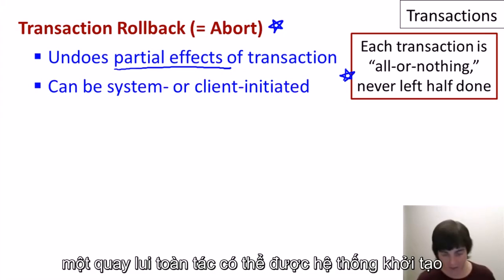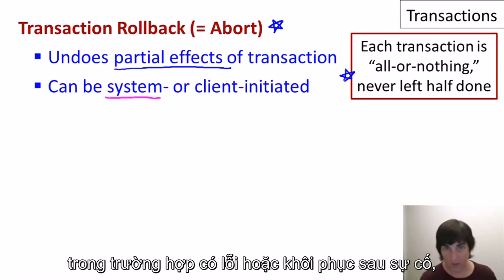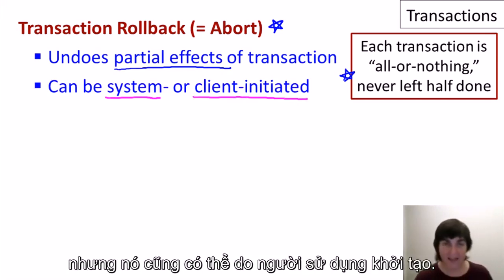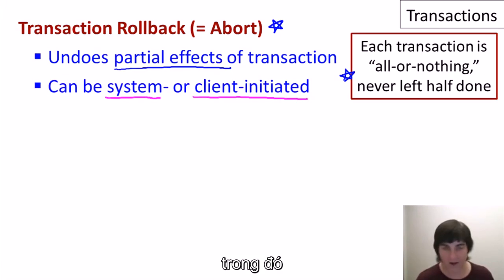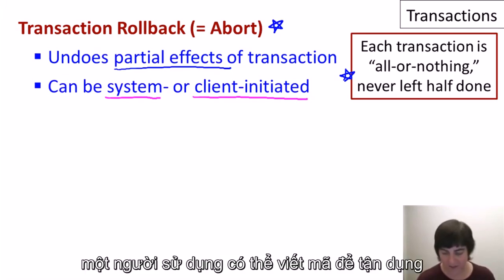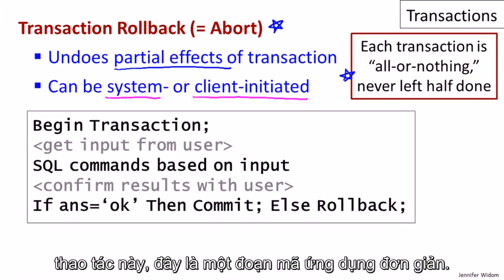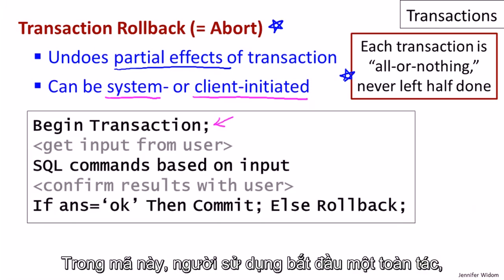Specifically, a transaction rollback can be initiated by the system in the case of an error or a crash recovery, but it can also be client initiated. And let me give a little example where a client might write code that takes advantage of the operation. So here's some toy application code. In this code, the client begins a transaction.